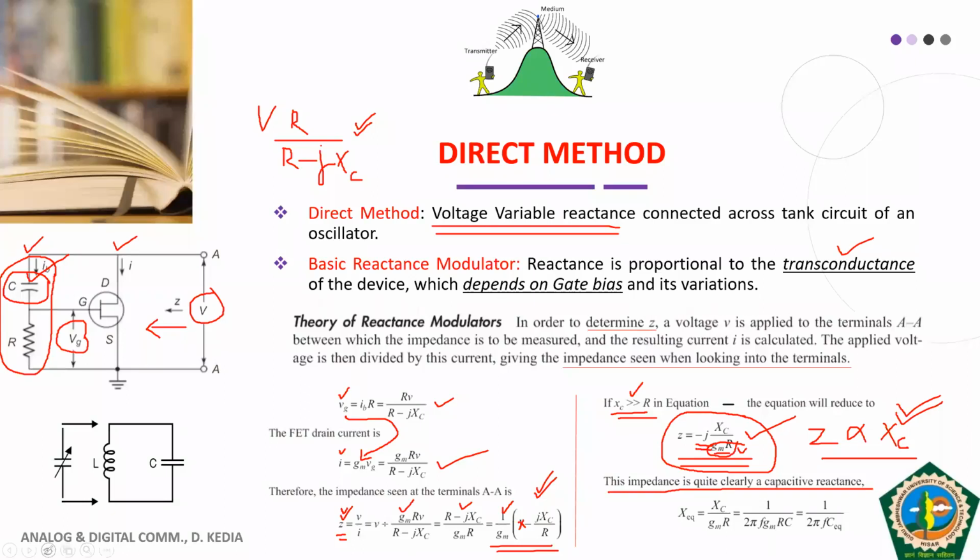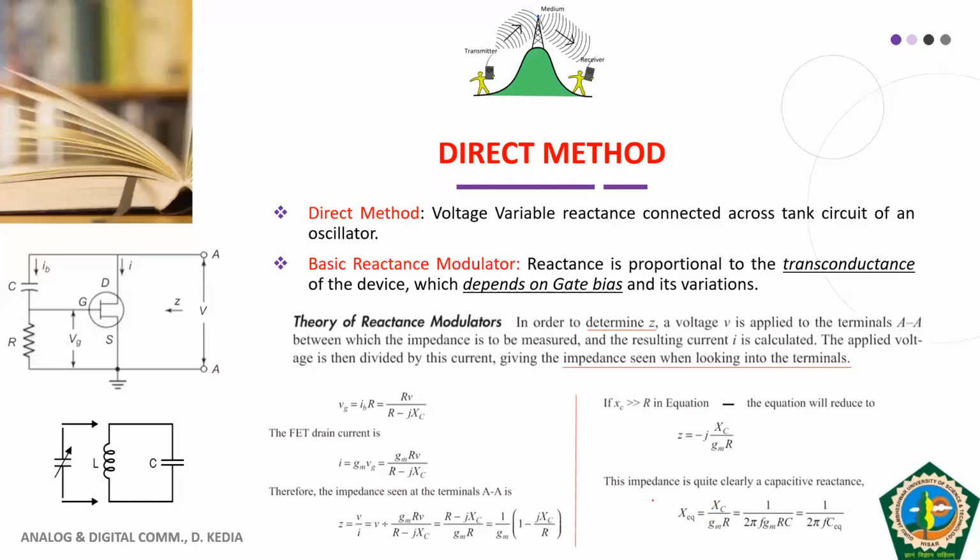So we can represent this thing. You can write this as minus j and some equivalent reactance. So we can write it like this. And what is X equivalent? Your X equivalent is nothing but XC upon gm into R.